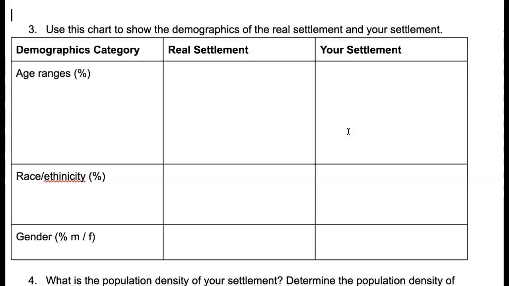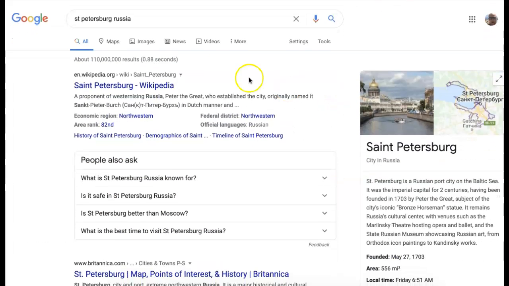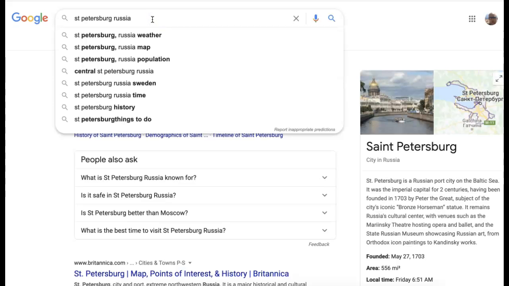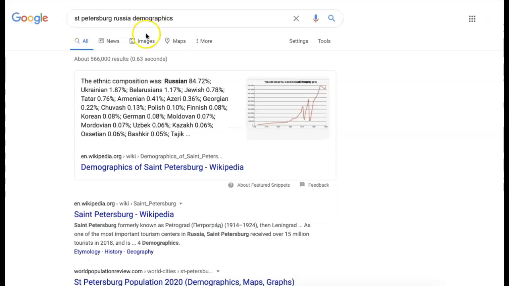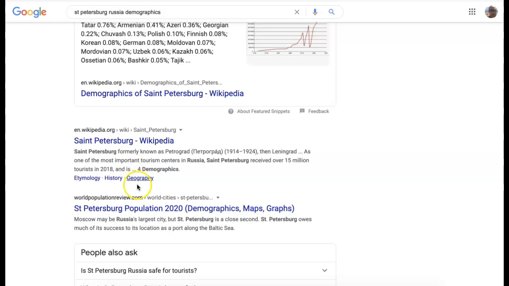This chart now is going to take a lot of your attention. So what you're going to do is use this chart to show the demographics of the real settlement. So you're going to find age ranges, races or ethnicities, I spelled ethnicity wrong, races or ethnicities, and genders. So if I go to St. Petersburg, maybe instead of just St. Petersburg, Russia, I'll also use the word demographics. And now I'll be able to find out what types of people live here.